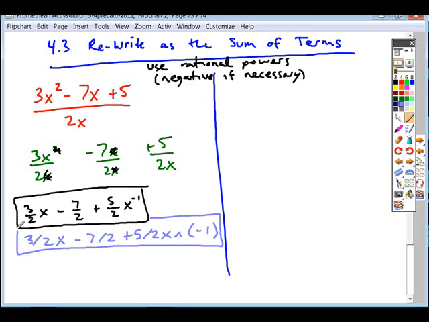Mike? Why is x raised to -1? Because it represents that if you move this x to the top, or if you use the same division rules, when you divide two exponents with the same base, you subtract. So 0 minus 1 is the power of -1.